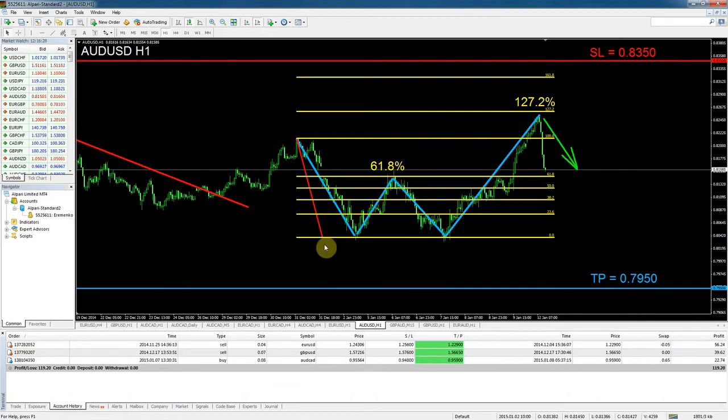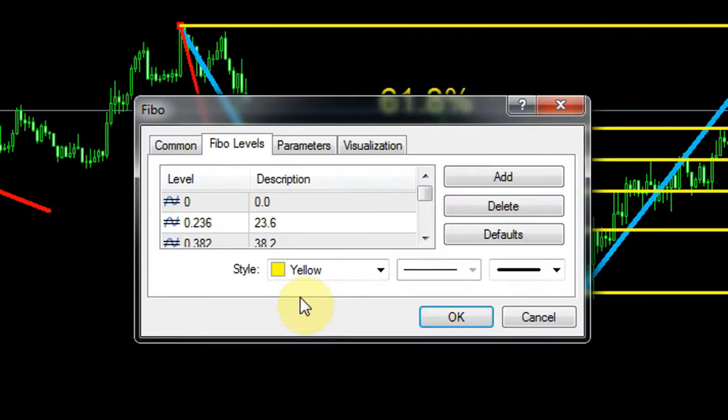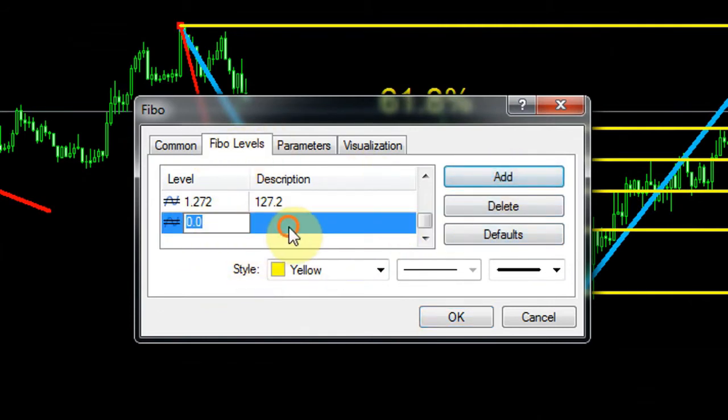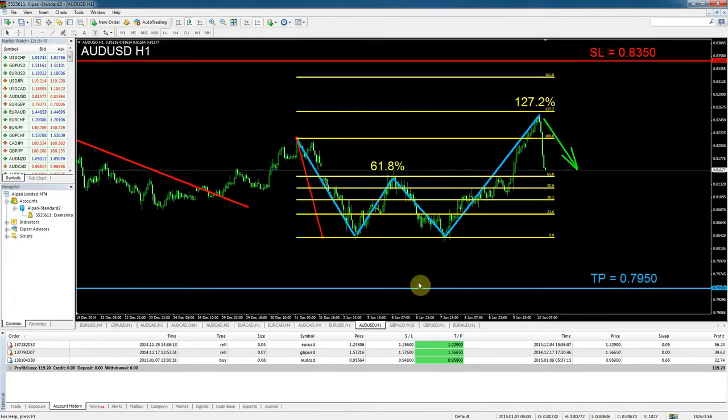Oh, by the way, before we move on, I just wanted to show you that in your Fibonacci properties, if you ever want to add a level, like for example 127.2, which is not a default level, you just click the Fibo levels tab and click add, and you can add any level over here. So that's pretty simple. Okay, moving back to our pattern.